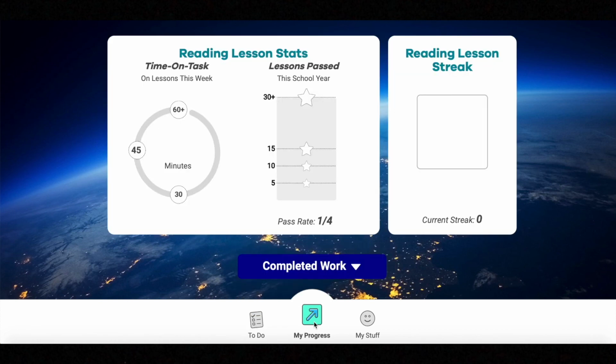There's also My Progress. My Progress lets me know what I've done for the week. So reading lesson stats, time on task: I've been on task for 1 minute. It lets me know how much I should be doing. Reading lesson streak: I've only done one lesson passed in a row. My current streak is 0, so I need to get to work.